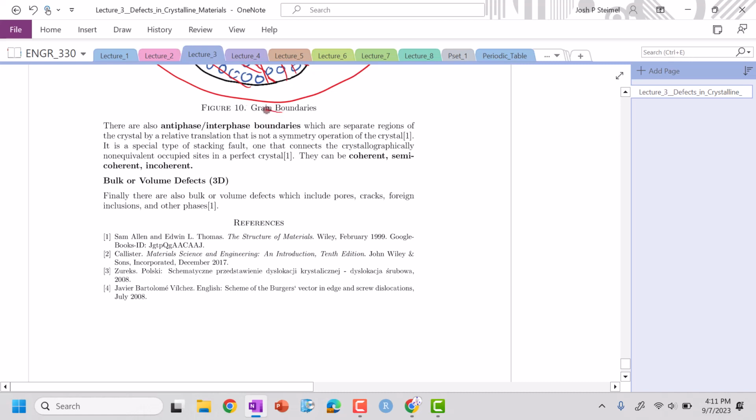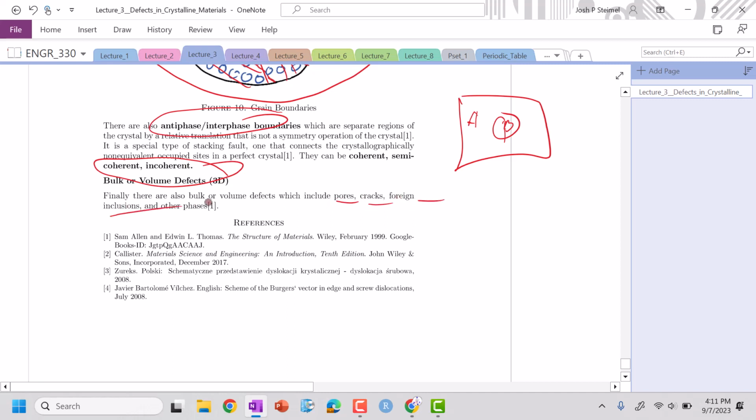Additionally, you can have anti-phase boundaries. So when you have different regions and there's a different phase, beta phase or something like that in your material, you can have those anti-phase boundaries. And then finally, bulk or volume defects: pores, cracks, foreign inclusions, other phases. Those are kind of your 3D defects.